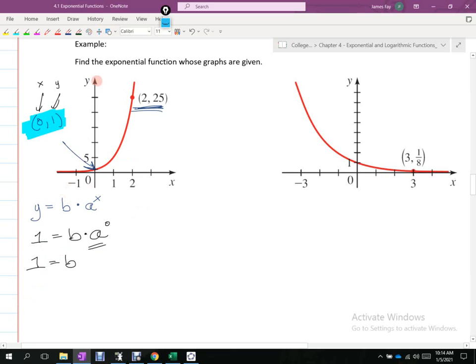Once I have b, then the second iteration of substitution is to go back to the original, y equals b times a to the x. I already know b, so I'm going to put 1 in. Now I need another point. I can't use the same 0, 1 because that's just going to yield the same information. So I need a second point on my curve. My second point is 2, 25. So x is 2 and y is 25.